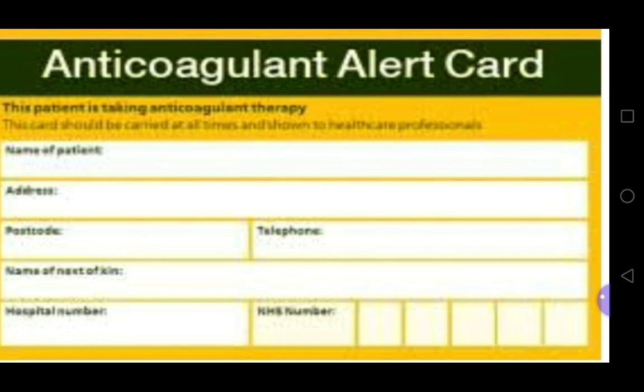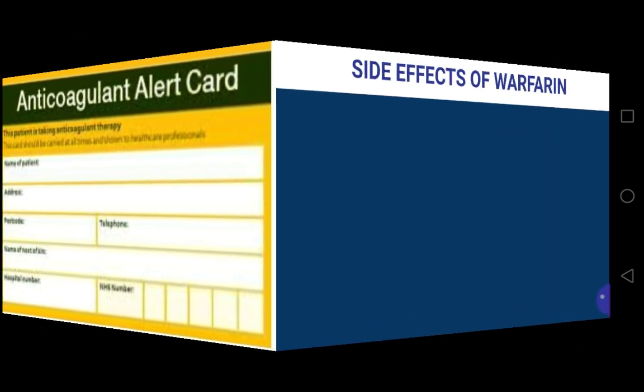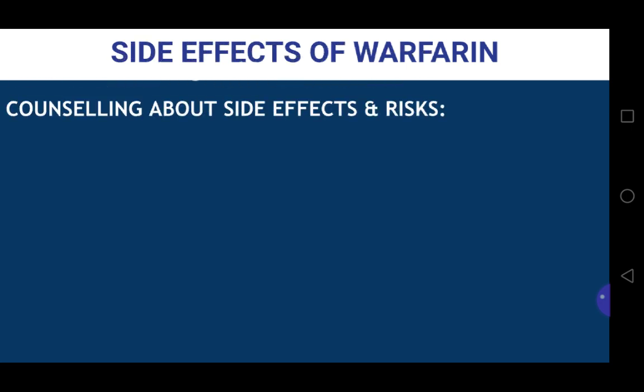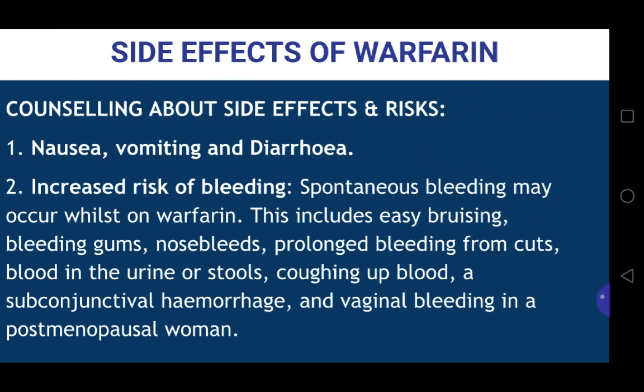Next, you have to explain side effects of warfarin to your patient and risks involved. Explain that it can cause nausea, vomiting, and diarrhea, and the main side effect is increased risk of bleeding. Spontaneous bleeding may occur while on warfarin. This includes easy bruising, bleeding gums, nosebleeds, prolonged bleeding from cuts, blood in the urine or stool, coughing up blood, a subconjunctival hemorrhage, and vaginal bleeding in a postmenopausal woman can occur.